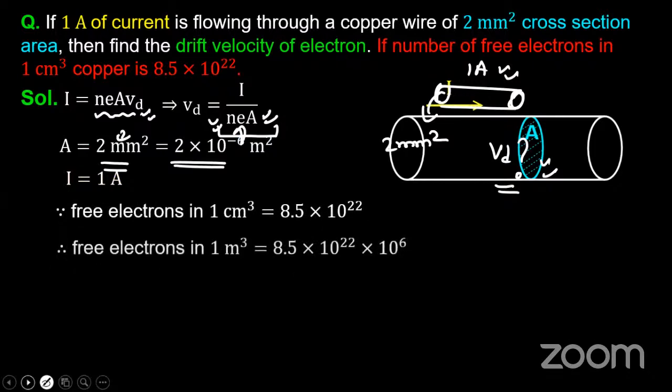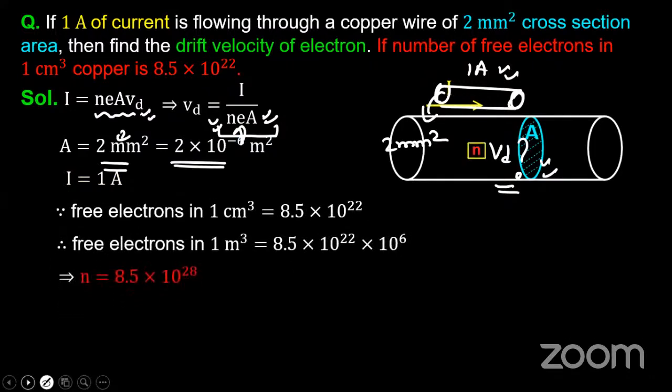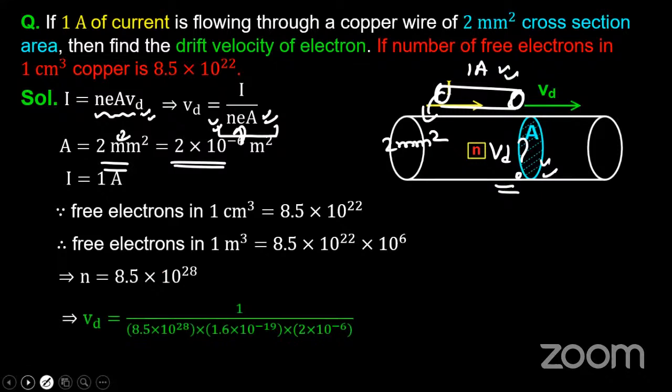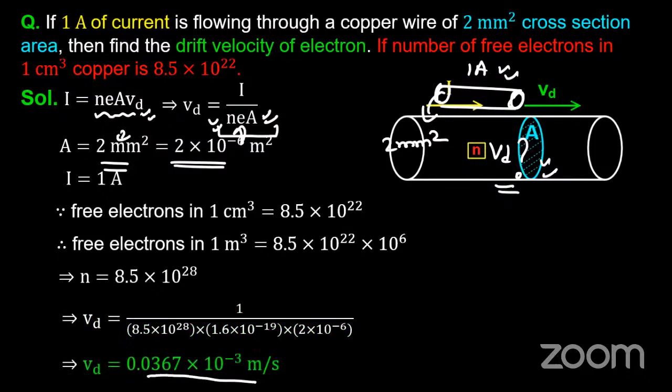And the free electron density is given as this, convert it. When you put all the values in the generalized formula, you'll get a drift speed of approximately 0.0367 millimeter per second. Let me check who has given millimeter per second as the answer. Unit you have not written, Ganesh, but I think your answer is right. So the first fastest answer is given by Gen Z. Very good, Gen Z. Excellent. Okay, now let's move ahead.